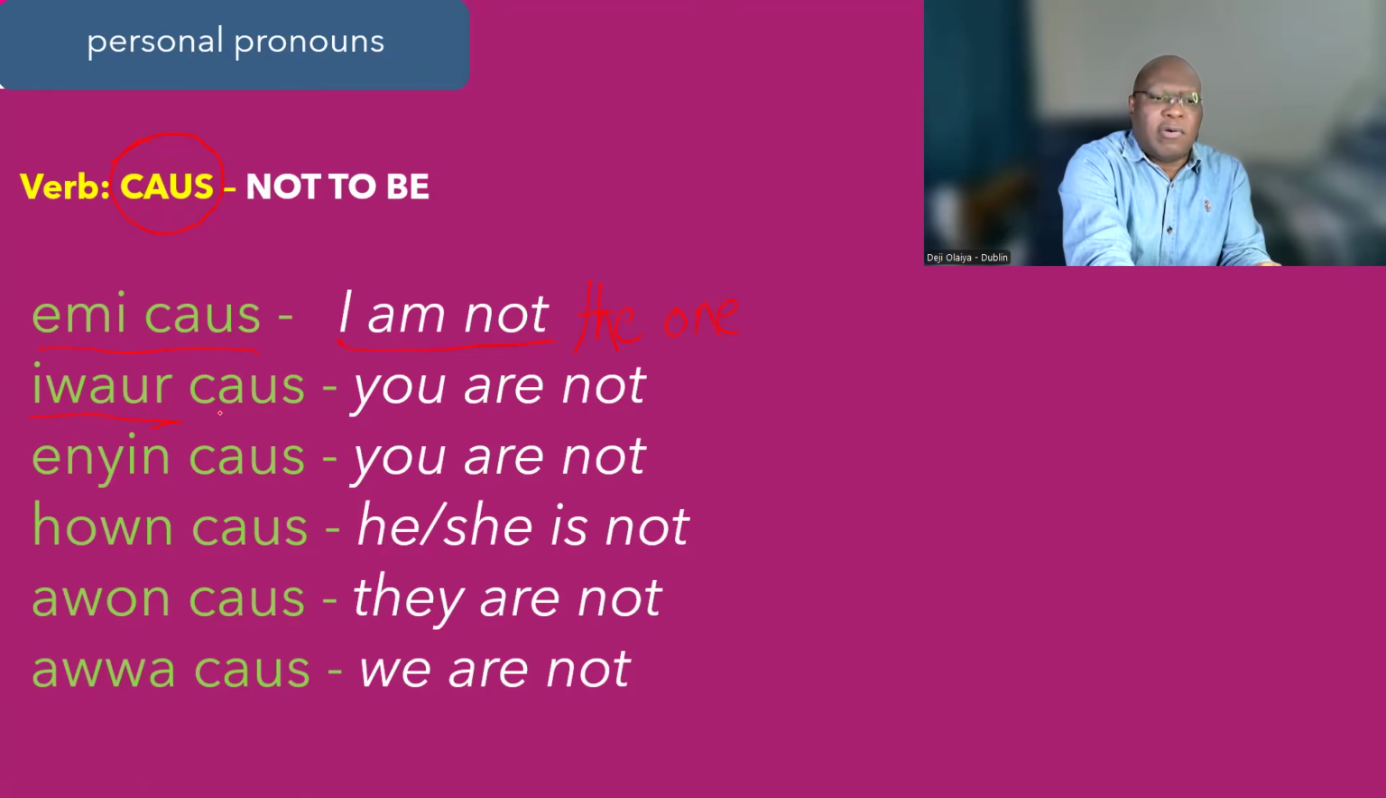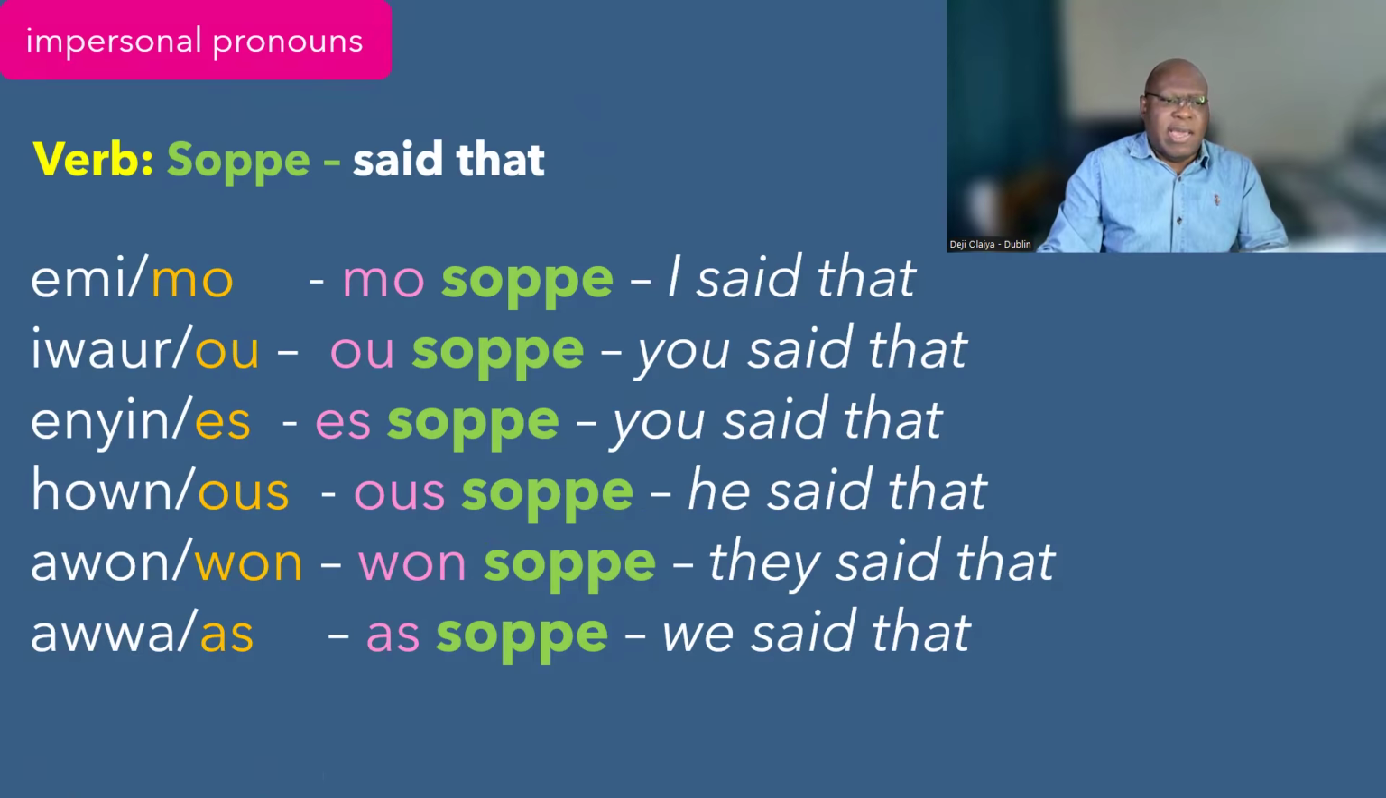Now, let's go to the next slide, and I'm going to show you how you use the impersonal pronouns. We've used the èmi, ìwọ, ẹ̀yin before, and we are now going to use the impersonal ones. So bear with me.